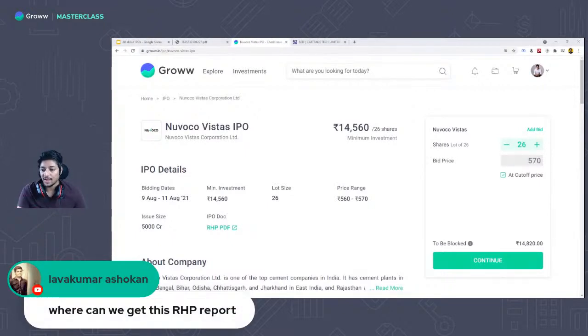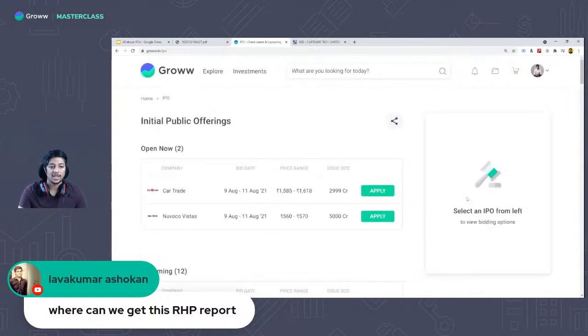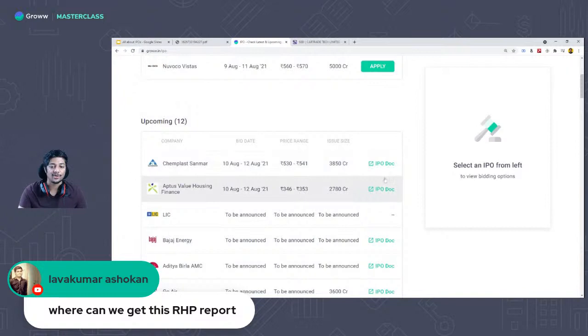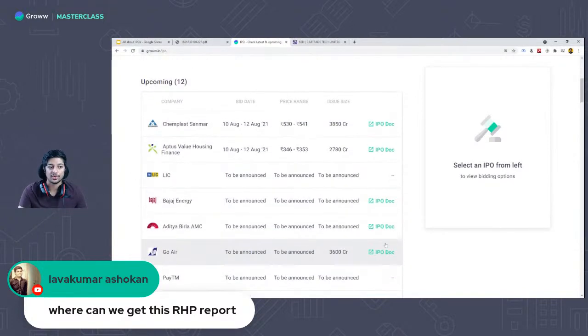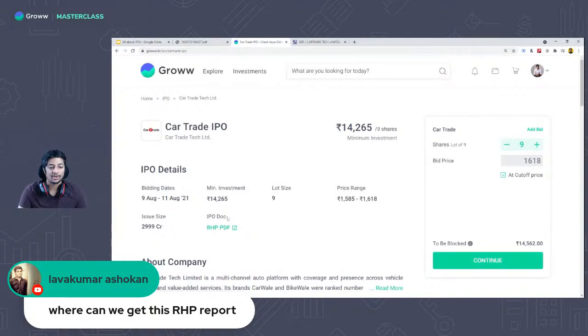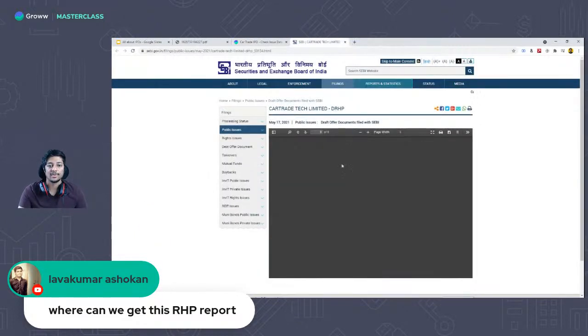So Lava Kumar Ashokan is asking, where can we get this RHP report? It's right here. If you go to Groww, I'll show you again. Go to the Groww website, go to IPO, and click on any IPO you want. Most of the IPO documents are here on the right. If you want to look at Car Trade's IPO, click on Car Trade, and the IPO document is right here. If you click on it, it'll automatically open the Car Trade document website for you. So here you can read the entire IPO document. Understood? Hope that answered your question, Lava Kumar.